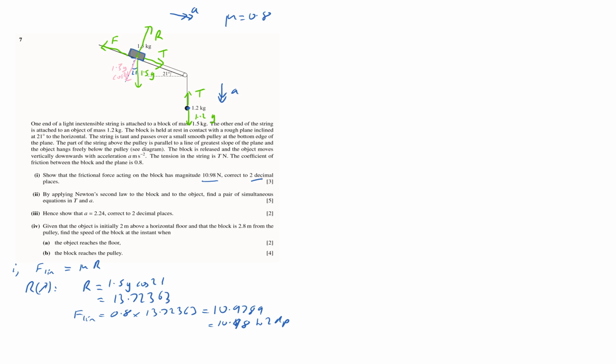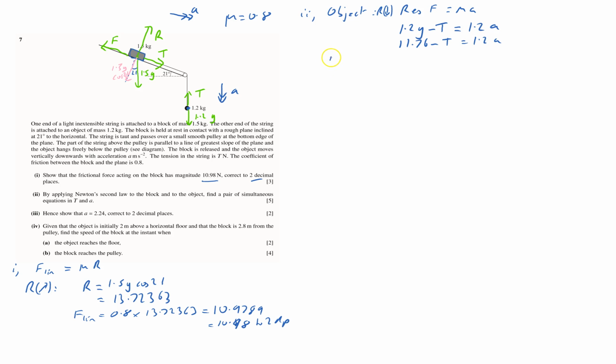Part 2, by applying Newton's second law to the block and the object. So that means I've got to do that. Or to the block, let's do it to the object first. Object: resultant force equals mass times acceleration. I'm going to go in the direction of the acceleration, so I'm going to resolve downwards. That will give me 1.2 G minus T equals 1.2 times A. If I want to write that out, that is 11.76 minus T equals 1.2 A.